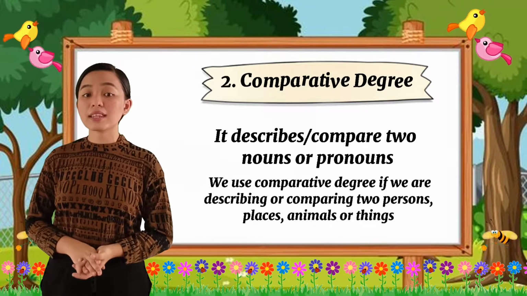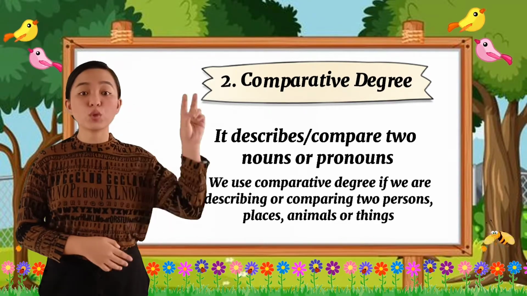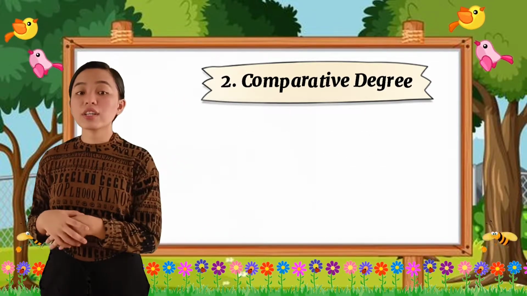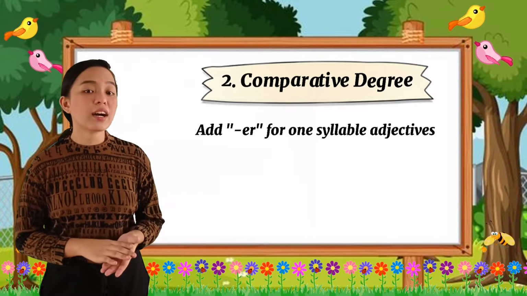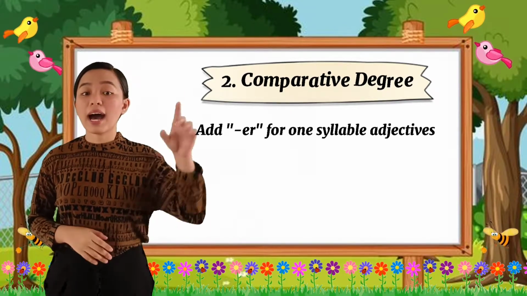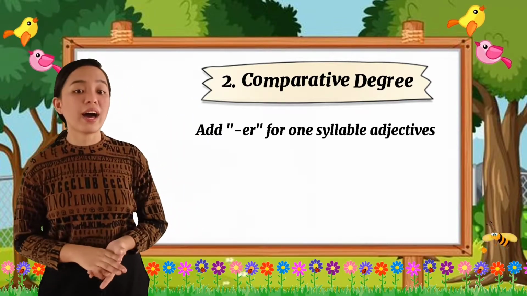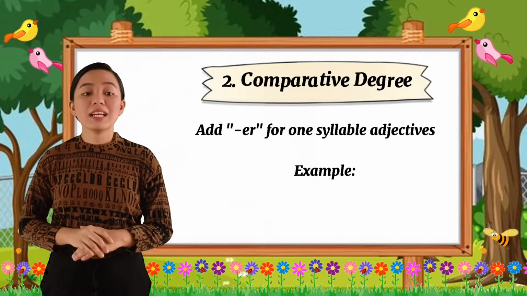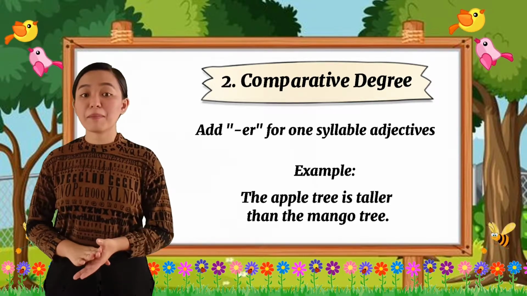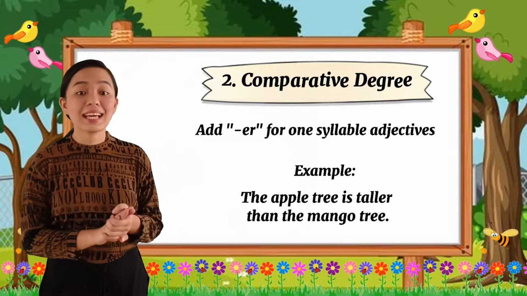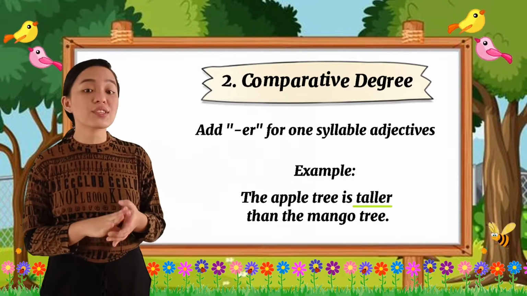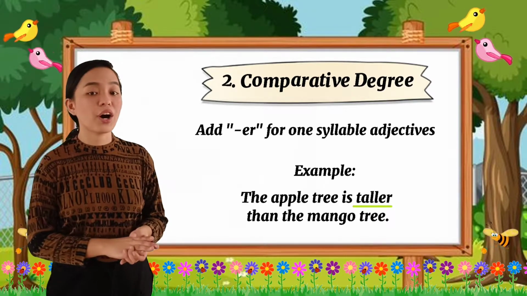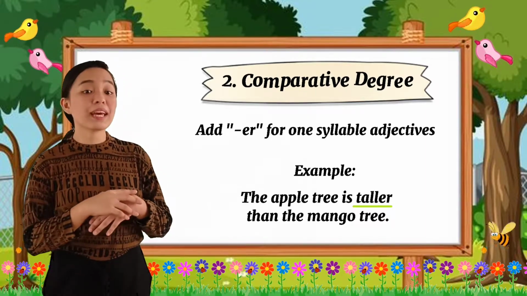So we use comparative degree if we are describing two persons, places, animals, or things. So in comparative degree, we add er to the adjective if the adjective has one syllable and the word than is placed after the comparative adjective. So for example, the apple tree is taller than the mango tree. So in this sentence, the adjective taller is used to describe the apple tree and the mango tree. So we added er to the adjective tall and the word than is placed after the adjective.